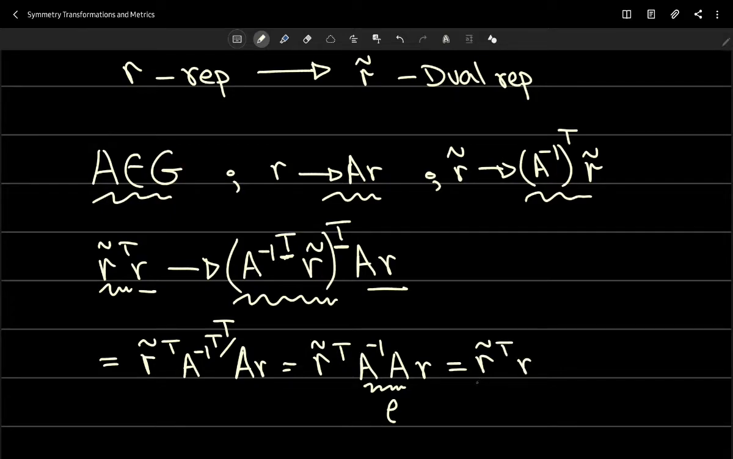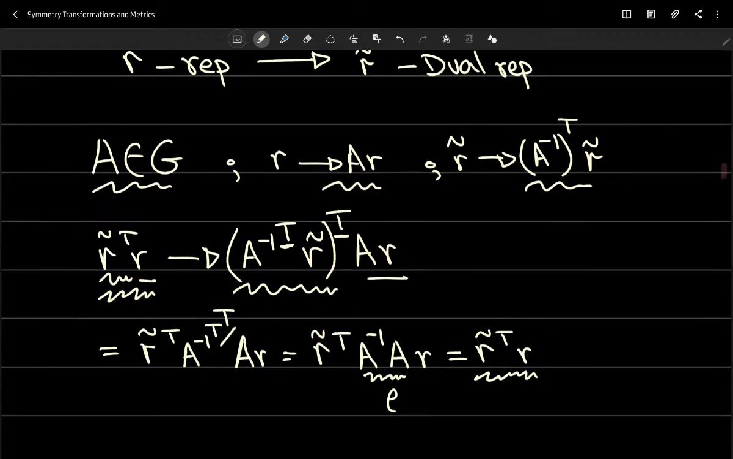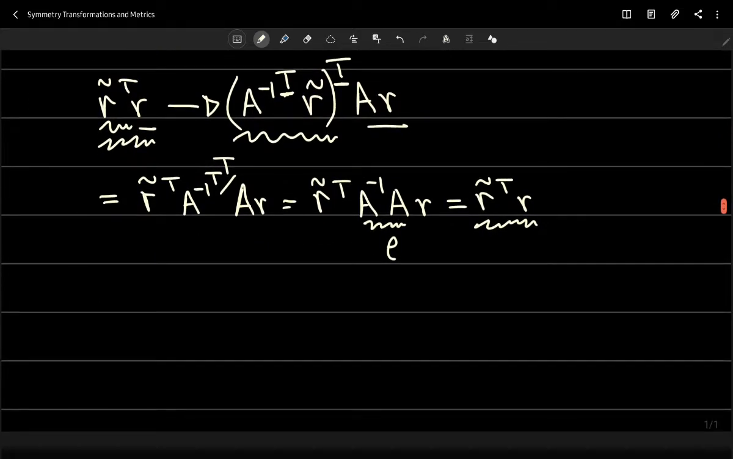Now, if you look at it, this thing is exactly the same as this thing. And what does that mean? That means that we have built ourselves an invariant. That is, R tilde transpose R is our invariant.